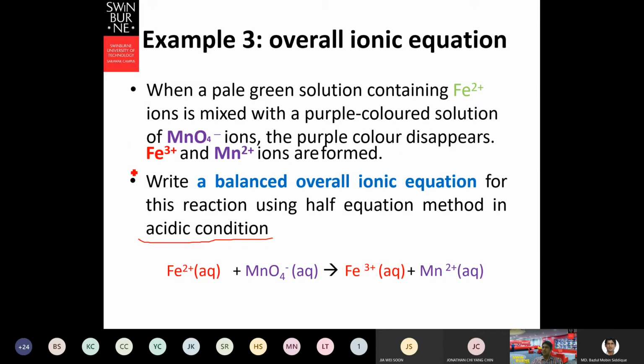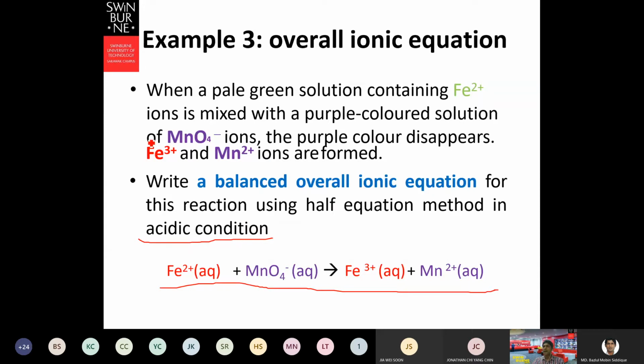So the overall reaction goes like that: iron 2 is producing iron 3, manganese tetroxide is producing manganese 2 ion. Both are in aqueous medium, okay? And we will show the ionic reaction only when there is an aqueous medium. If it is a solid, there will be no ions produced. It has to be dissolved in water, only then can you call it aqueous medium.